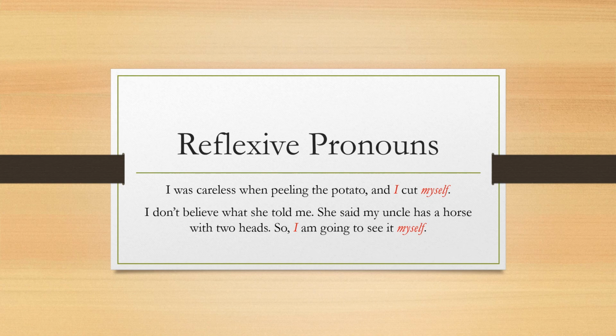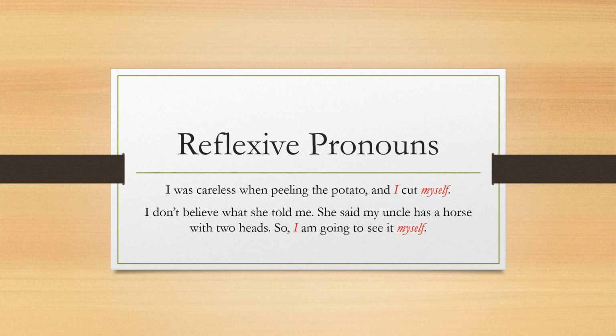Another example, I don't believe what she told me. She said my uncle has a horse with 2 heads. So I'm going to see it myself. And here myself is actually not very important in this sentence. But the function of myself there is to give some emphasis, a stronger meaning. I want to see it myself. I want to see it with my own eyes.